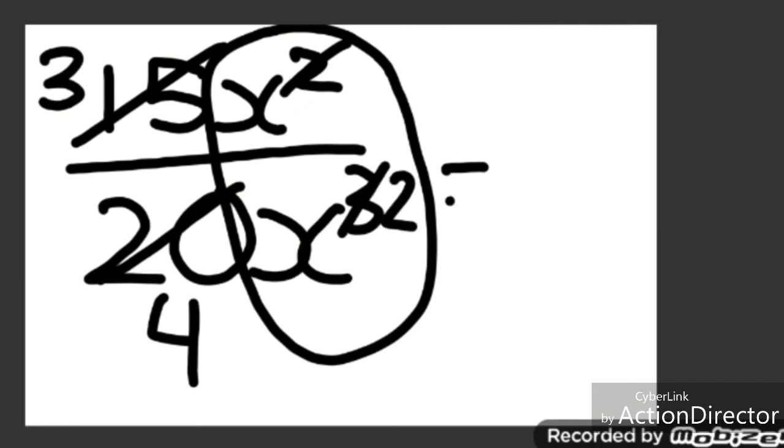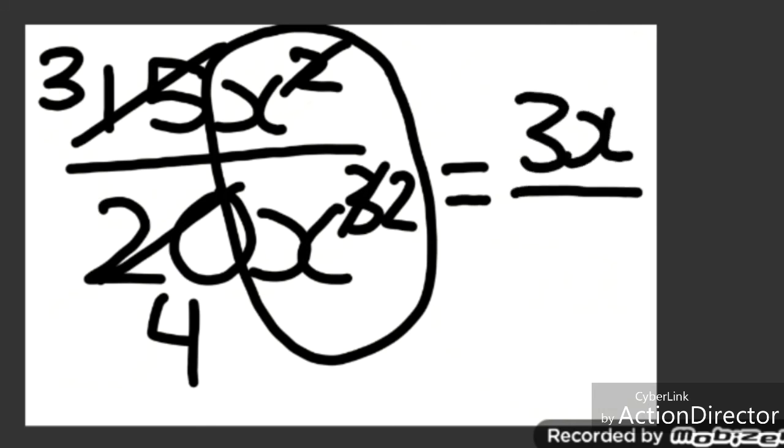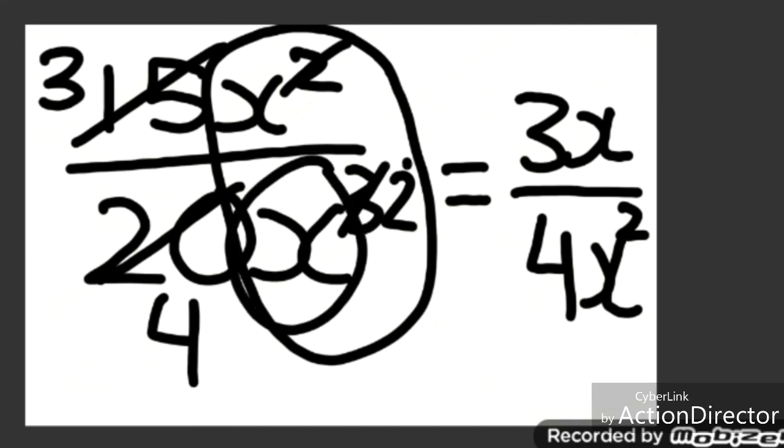And then you would get your answer, which is 3x over 4x squared. So, because you have the x over here and you have the squared here, and this is still x squared, you need to make sure that you know this.